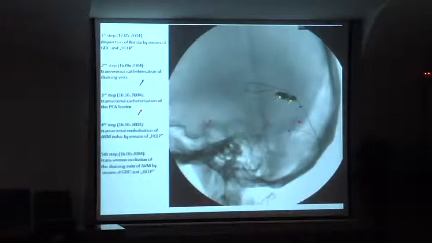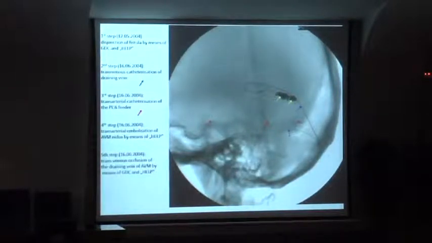So, a combined arteriovenous approach. The first step is disconnection of the fistula by means of GDC and HELP, transarterially. Second step, transvenous catheterization of the draining vein. The next step, transarterial catheterization of the posterior cerebral artery feeder. Fourth step, transarterial embolization of the AVM nidus by means of liquid polymer, and transvenous occlusion of the draining vein of the AVM by means of GDC and liquid polymer.